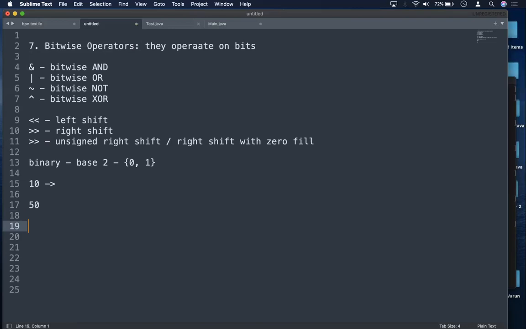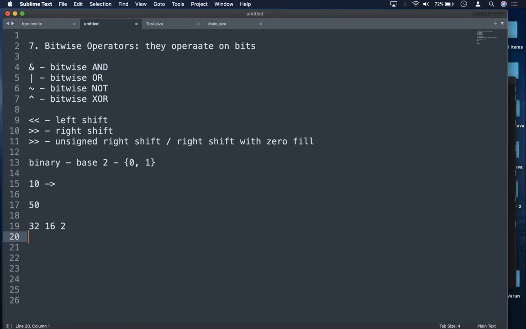So it can be represented with 6 bits actually. So the maximum bits required is 6, right? Now you just write the combination for 50. You can write it like this: 32, plus 16, that is 48, and you have 2. So this is how you can write 50 in powers of 2.